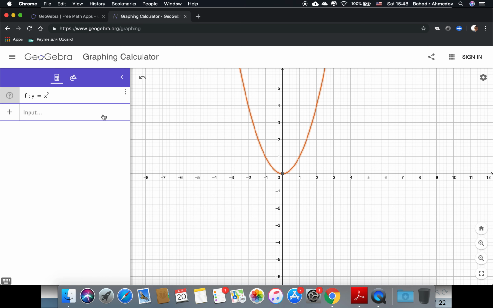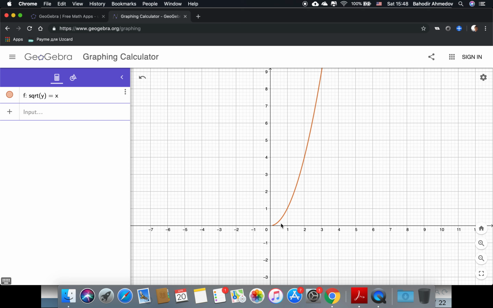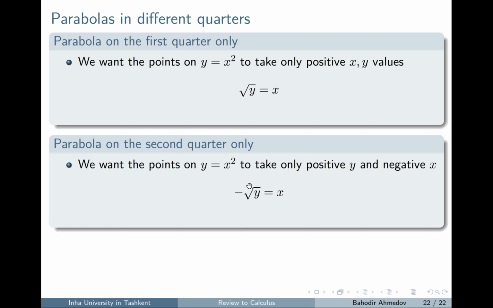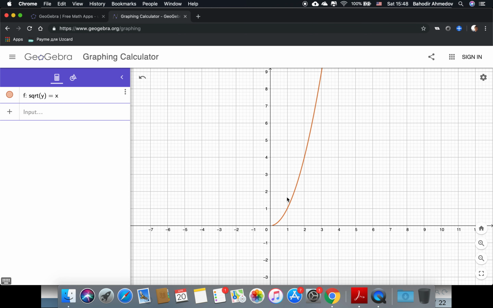So let us draw this. If I just write here the square root of y as the x, it's going to be just a part of the parabola, you see? Now if I want to draw the parabola in the second quarter, I need to put here the minus, right? In this case, I'm restricting the y to be always positive, and x will be always negative. So if I put the minus sign here, it's going to be the parabola in the second quarter. So this was the introduction to the curves and the equations of the curve.